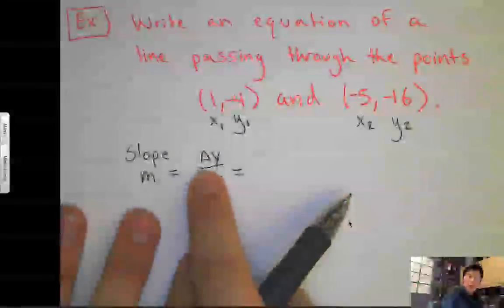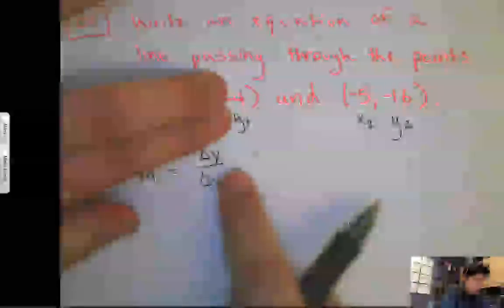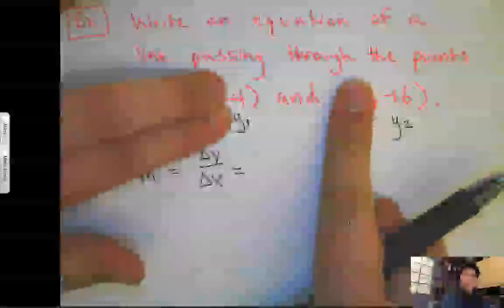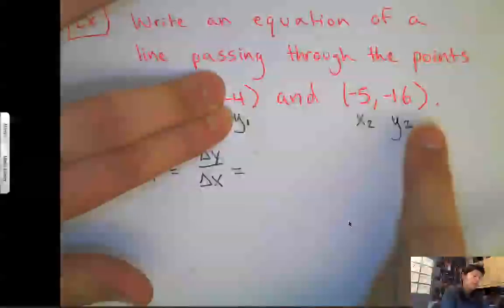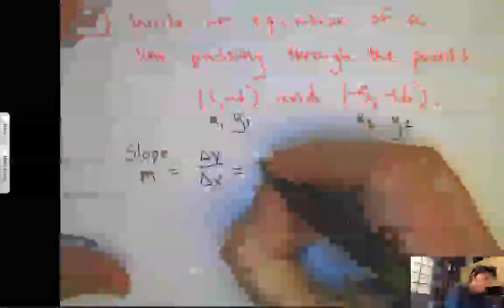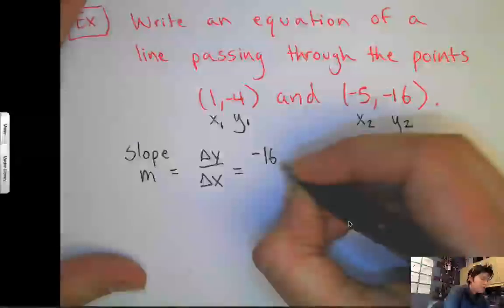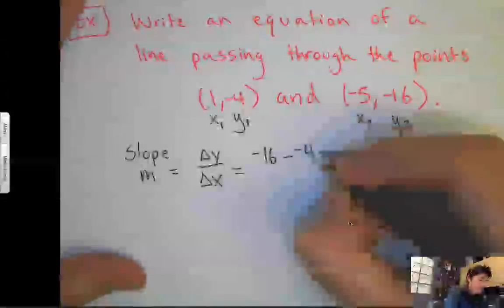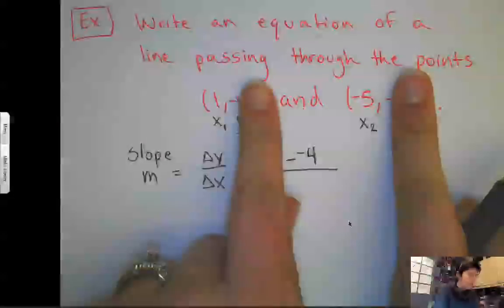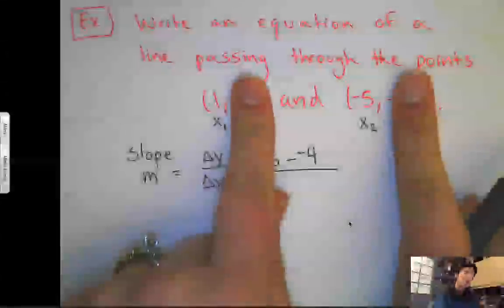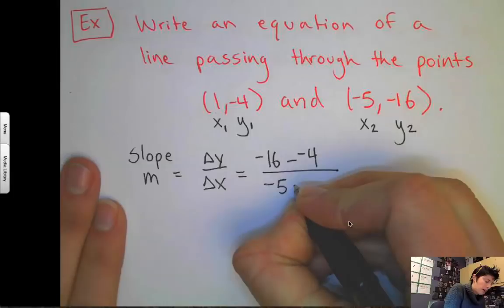And the change in the y's comes from subtracting the values. If my y values are here at -4 and -16, I'm going to subtract them. And generally we kind of go backwards when we do this. Doesn't actually matter though. I'm going to take -16 and I'm going to subtract -4. Then to find the change in the x's, I'll do the same process, but I'll focus in on the x numbers and I'll go in the same order. So I'm going to take -5 and I'm going to subtract 1.